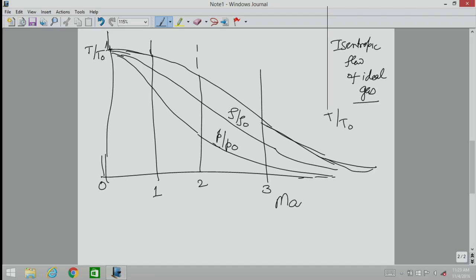So we have these different states. At Mach number 1, you will, for example, get the value of T by T0. So now, of course, for these curves, that means if you will talk of these curves for air, then you will put K is equal to 1.4.